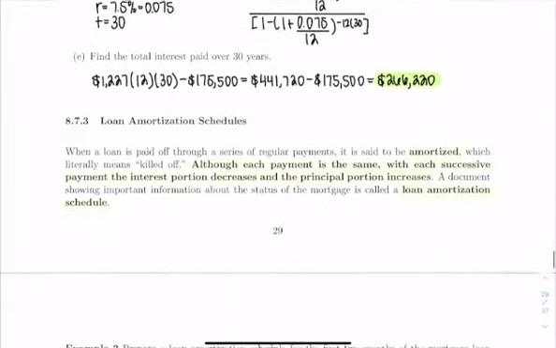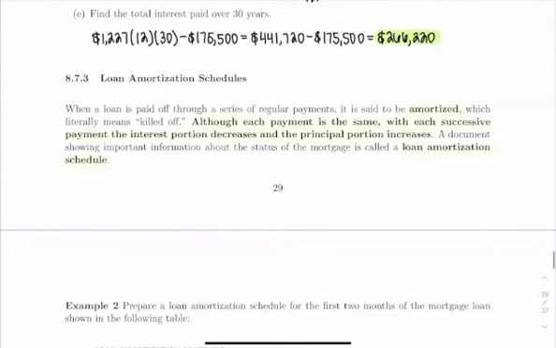When a loan is paid off through a series of regular payments, it is said to be amortized, which literally means killed off. Although each payment is the same, with each successive payment, the interest portion decreases and the principal portion increases. A document showing important information about the status of the mortgage is called a loan amortization schedule.